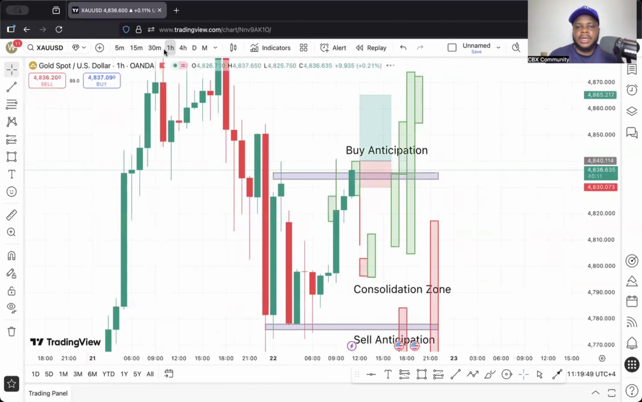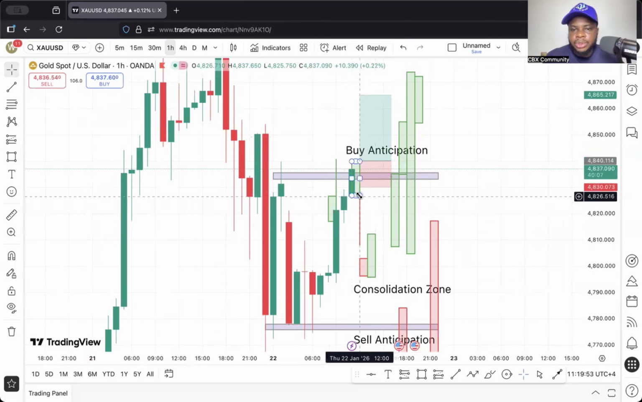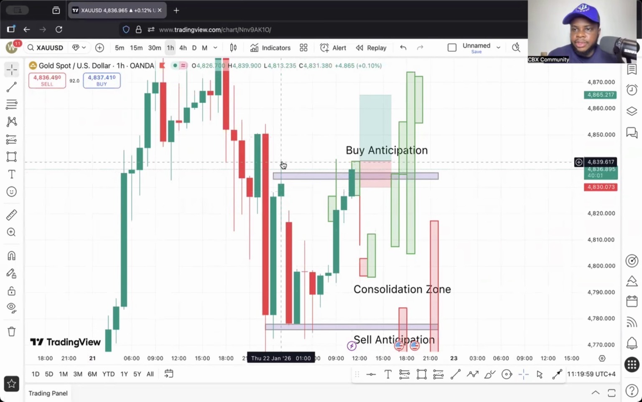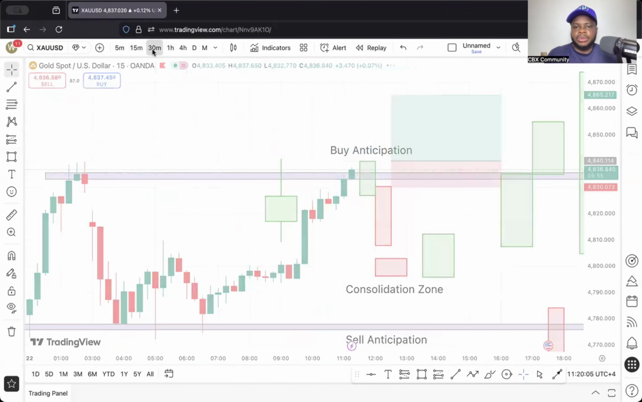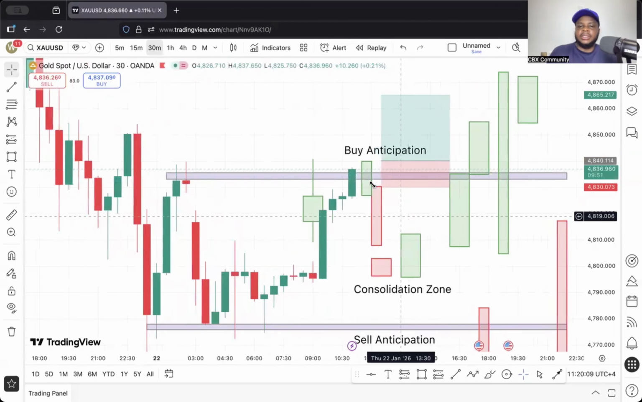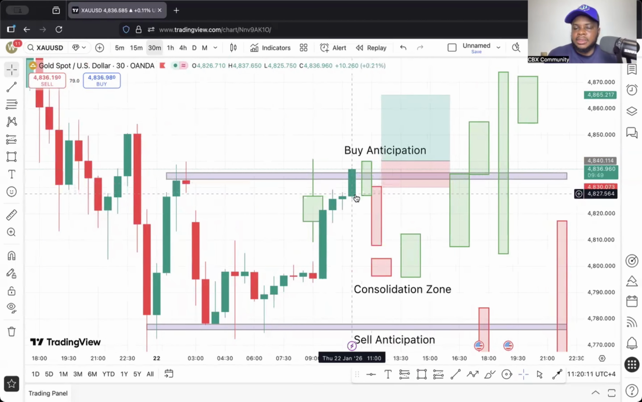Let's see the 1 hour. The 1 hour is left with 40 minutes. So that means the 1 hour wants to continue to go up to fill this wick over here, then for it to continue to go up to break this resistance zone over here. So let's see what the candle wants to do. This 30 minutes candle is left with 9 minutes for this candle to close.